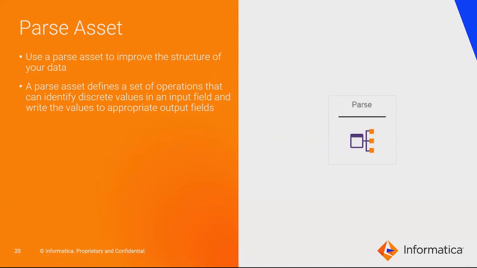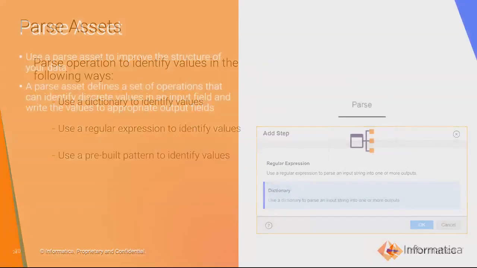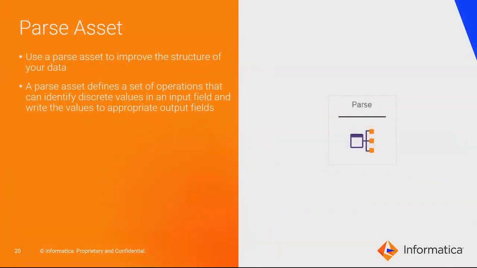We have the parse asset, again a data quality asset. Using the parse asset improves the structure of the data, and you can define a set of operations that can identify the discrete values and write the appropriate output field, right? So for different data sets, if you want different parsing and to look at a specific field, then these data quality assets come in handy.